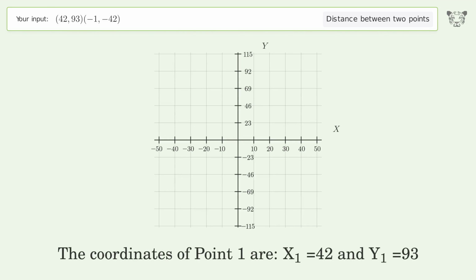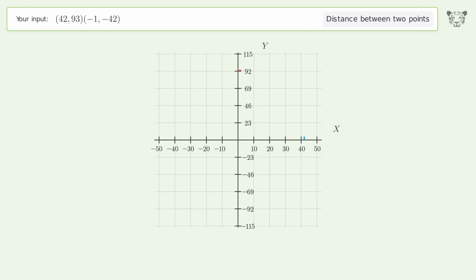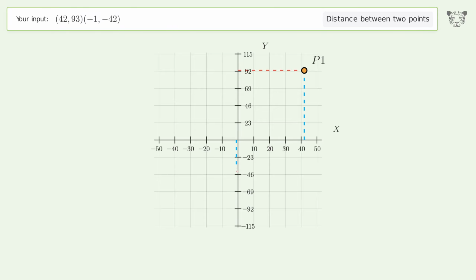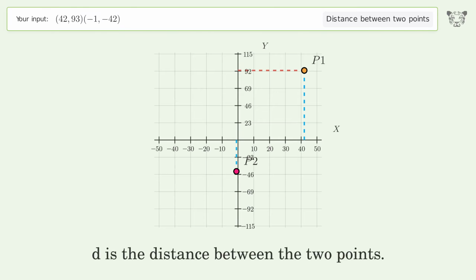The coordinates of point 1 are x1 equals 42 and y1 equals 93. The coordinates of point 2 are x2 equals -1 and y2 equals -42. D is the distance between the 2 points.